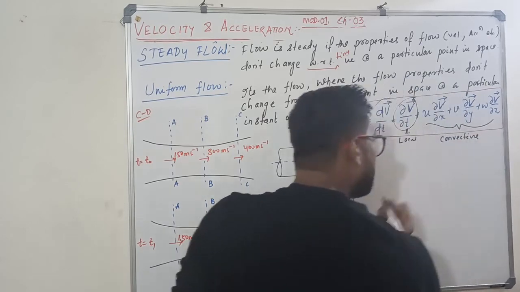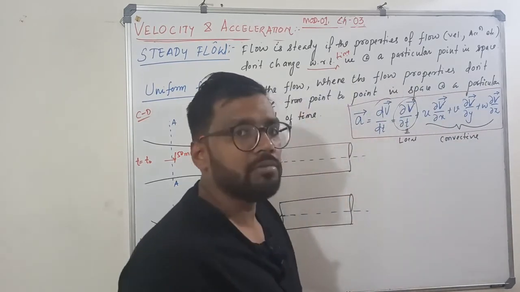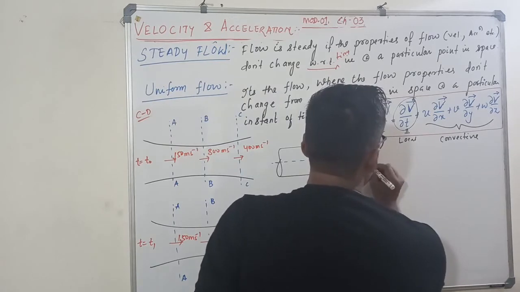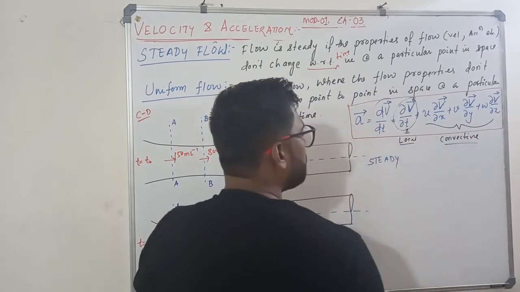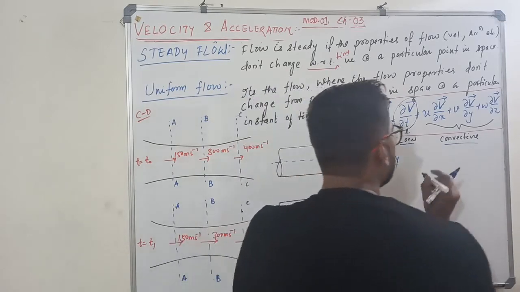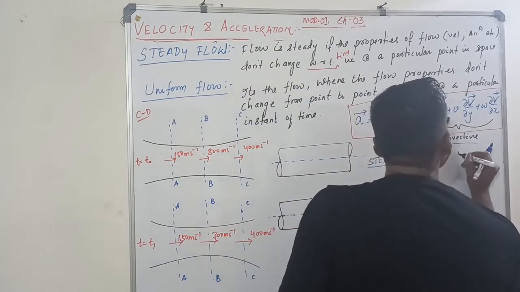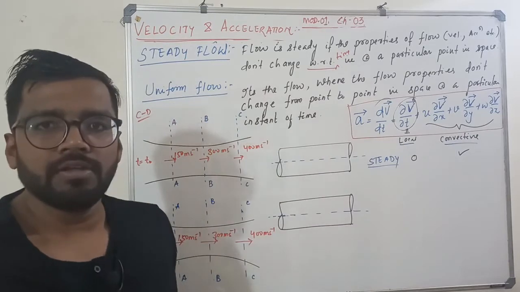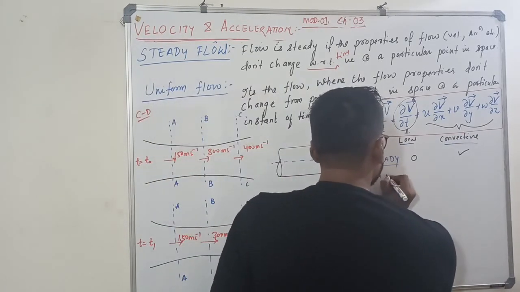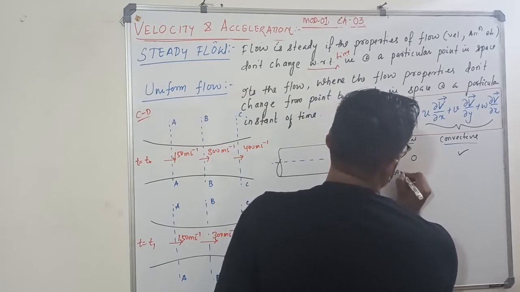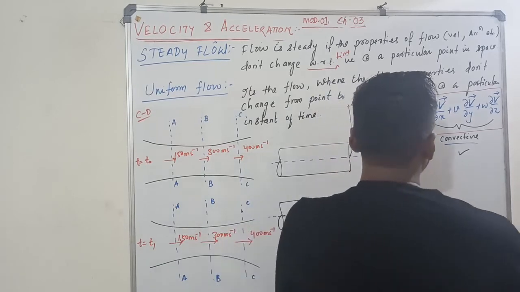So you tell me, for a steady flow, what will be your local acceleration? Local acceleration is 0. Convective acceleration will be there, for a steady flow. For an unsteady flow, sir, both might be there.